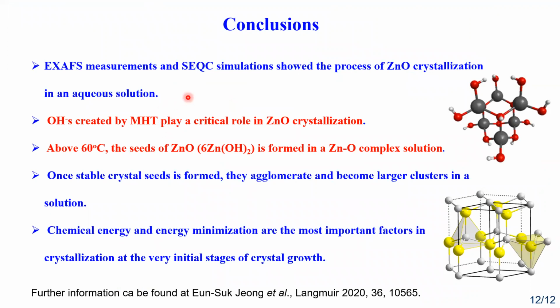So we noticed that the OH created by HMT plays a critical role in zinc oxide crystallization. Above 60 Celsius, the seed of zinc oxide, whose formula is here, 6 zinc OH2, is formed in the zinc complex solutions. Once this seed is formed in the solution, the seeds agglomerate and become large clusters. Chemical energy and energy minimization are the most important factors in crystallization at the very initial stage of crystal growth. Thank you very much for your attention.